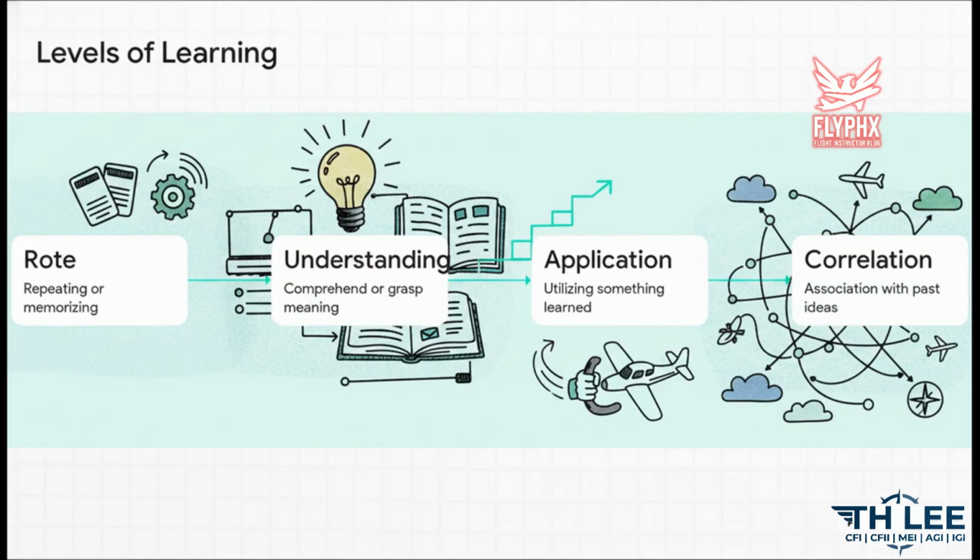As you process all this information, you climb what we call the RUAC levels of learning. It's a 4-step ladder. You start at step 1, which is simple rote memorization, like memorizing your V-speeds on day 1. Then you move up to step 2, understanding why those speeds actually exist. From there, you hit step 3, application, where you actively utilize that knowledge to control the aircraft in flight. And finally, the pinnacle is step 4, correlation. This is where you intuitively associate your new knowledge with previous understandings, allowing you to effortlessly execute complex, real-world flight maneuvers.